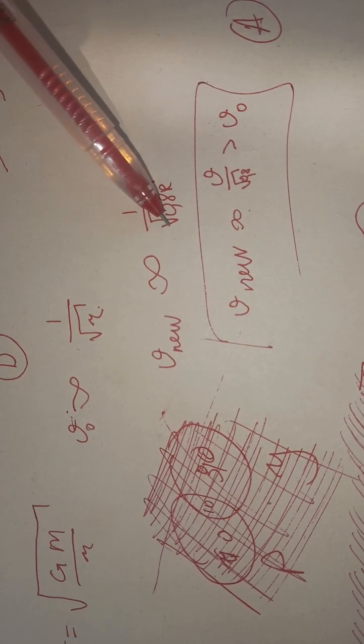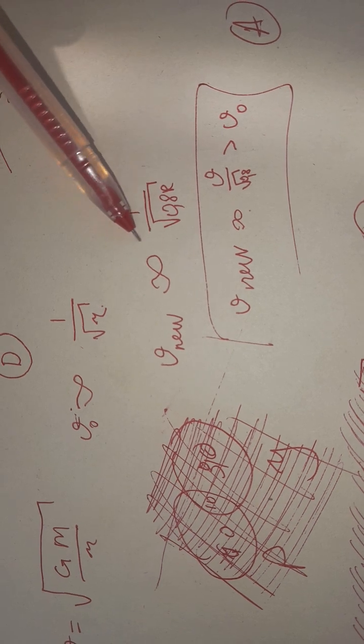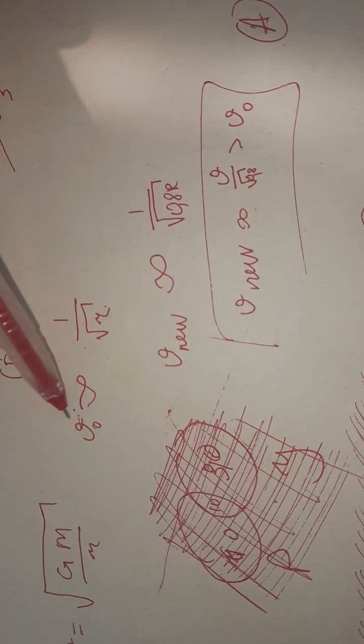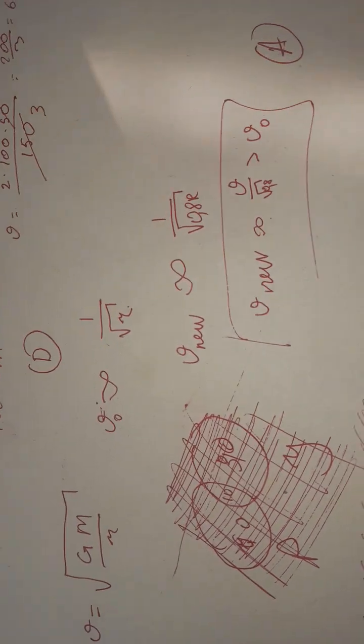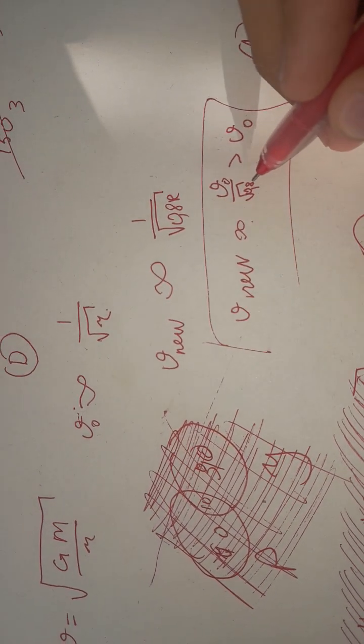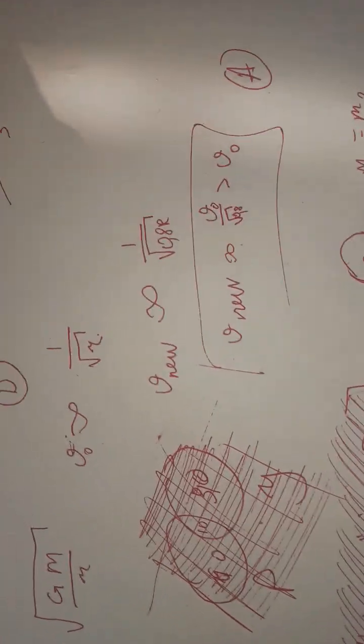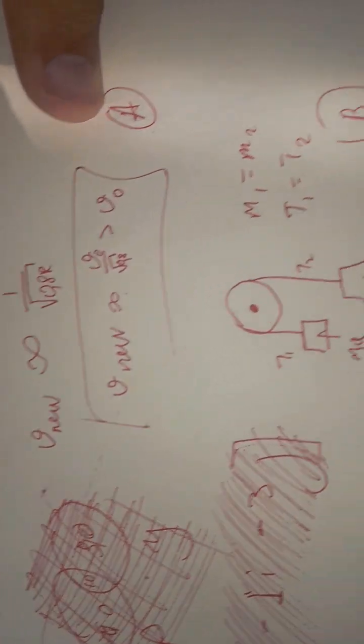So this, the root of r, and 1 is v0. So v0 divided by the root of 0.8 is higher than v0. So that's why the new speed should be greater than the last speed. The correct answer is A.